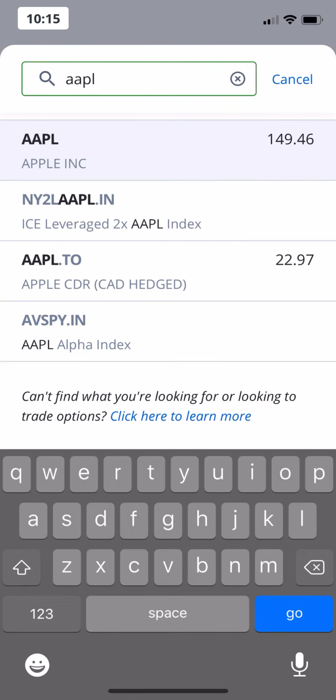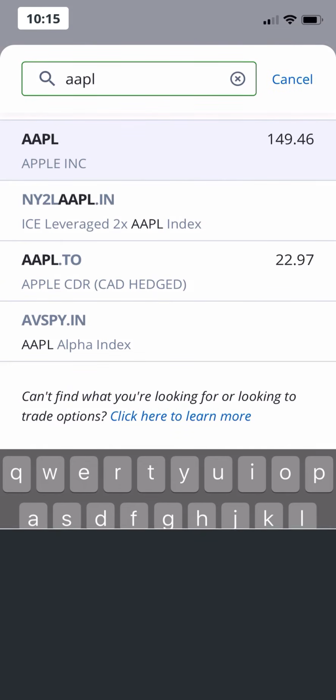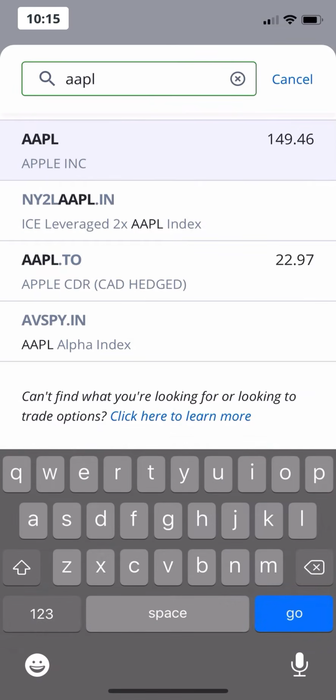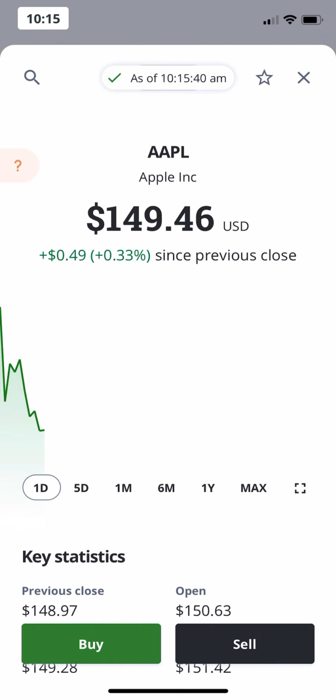For this video, we'll look up Apple. Stocks displayed are for illustrative purposes only. Once you type in Apple, you'll see Apple show up in the drop-down list. Tap on the ticker symbol to bring up the stock's detailed information.